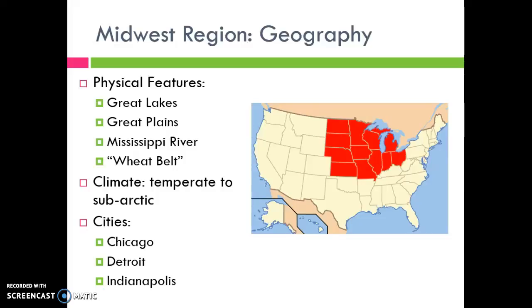We do have the Mississippi River, which is the largest river in the United States. We're considered part of the wheat belt because we grow a lot of wheat, a lot of corn. Obviously, we have a lot of cheese products here, but that's not necessarily the case for the entire Midwest. You can see the states highlighted off to the right here. Temperate to subarctic climate, we've talked about this before. We have those 4 distinct seasons. We have very, very cold winters.